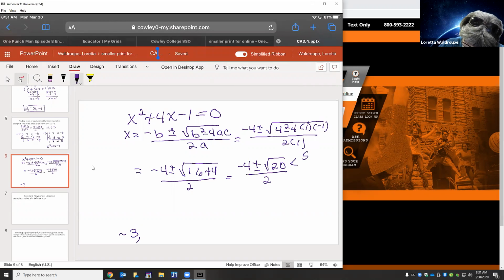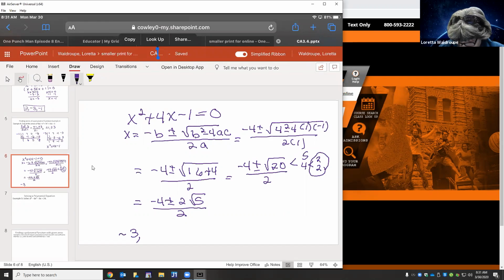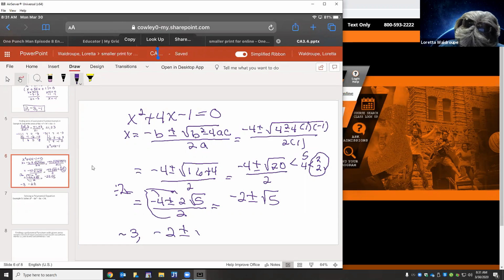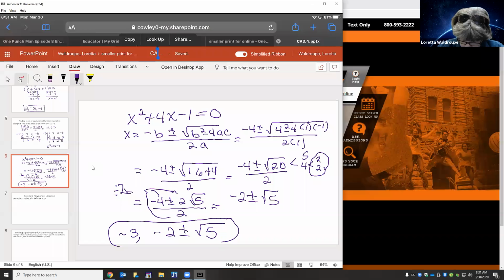But 20 breaks down into 5 and 4, and the 4 is 2 times 2. So since I have a pair of 2's, that 2 comes out and the 5 stays under. All three of these numbers are divisible by 2. So divide them by 2. So your other two answers are negative 2 plus the square root of 5, negative 2 minus the square root of 5. Okay?